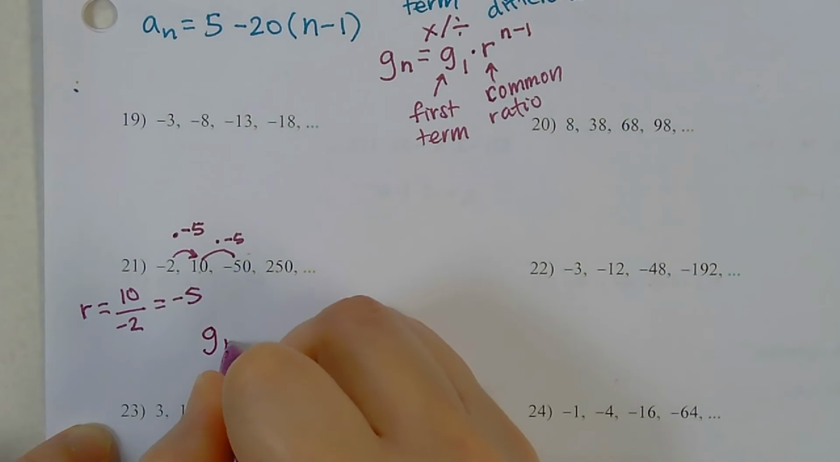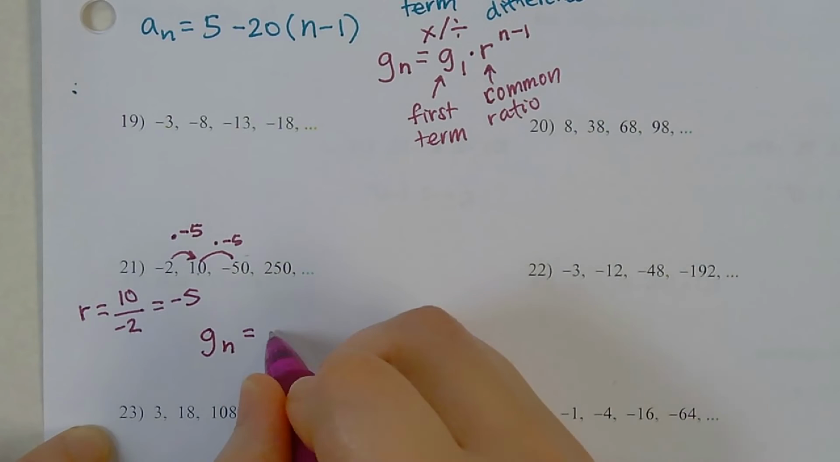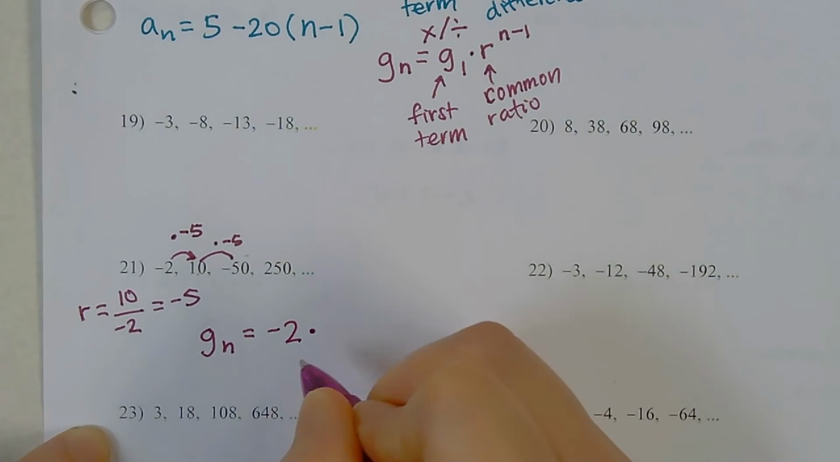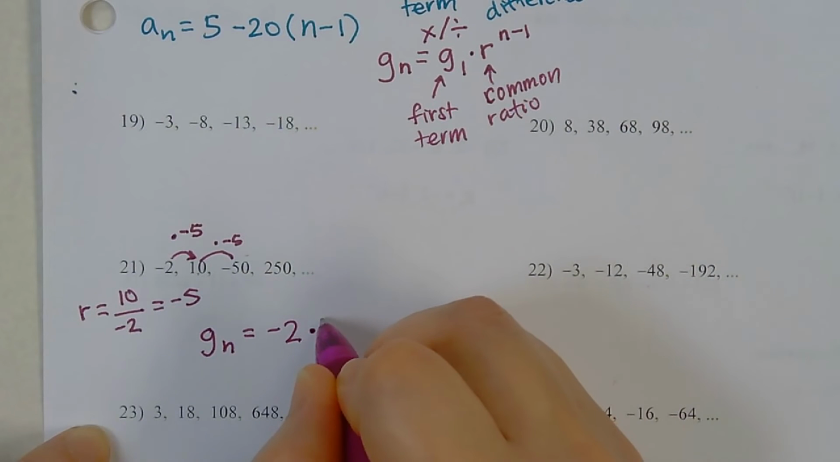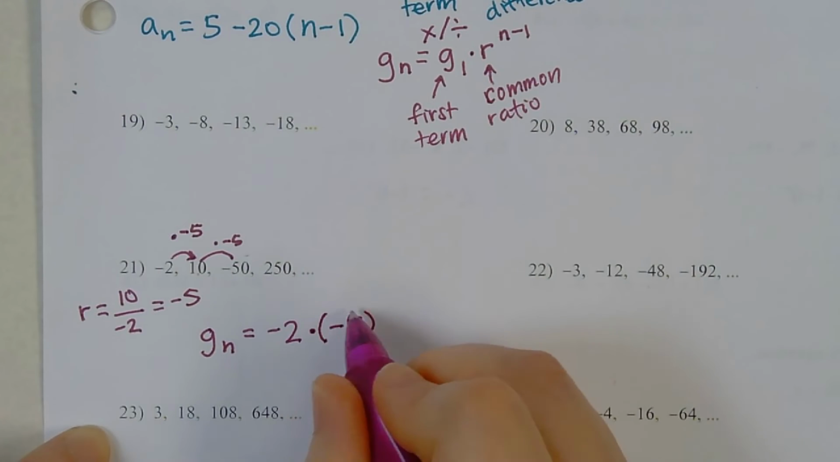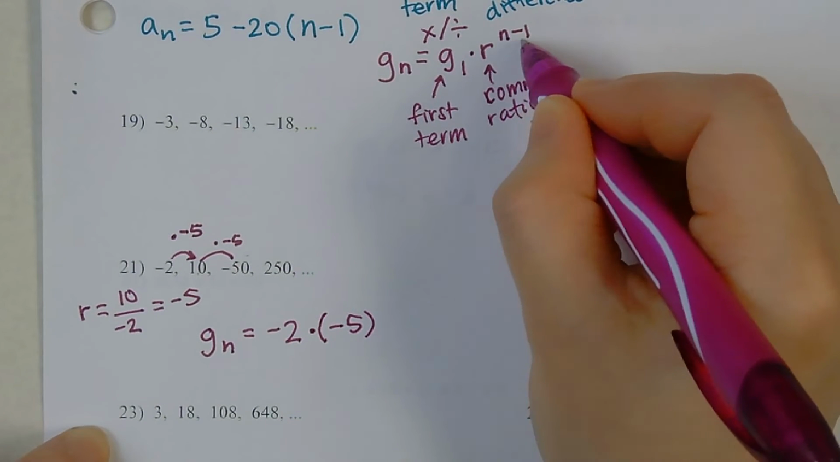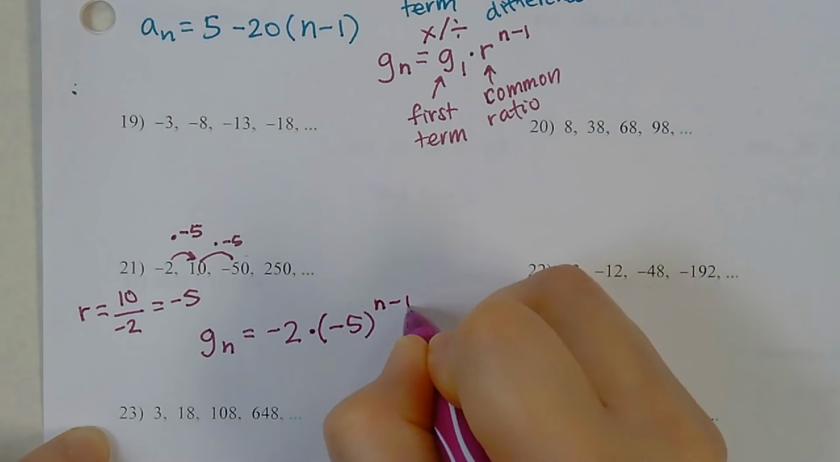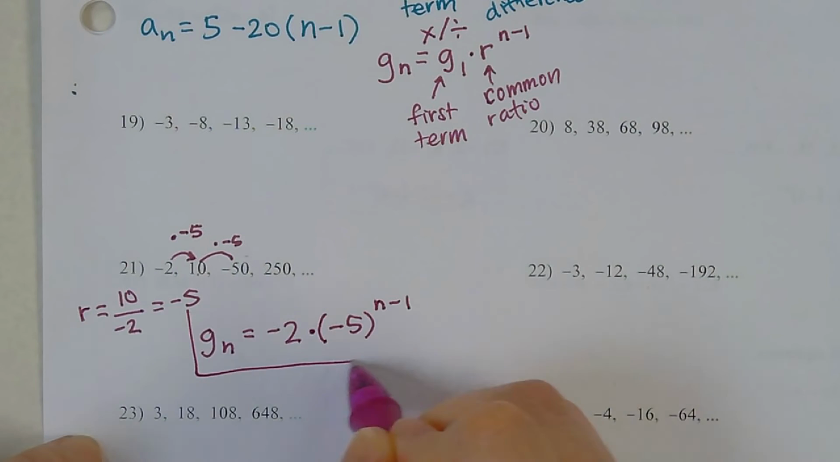So g sub n is equal to, remember it says our first term, which is -2. Got to know where we're starting, times the ratio. Our common ratio is -5. I'm going to put this in parentheses because I'm trying to include that -5 as part of our common ratio. And then it's to the n minus 1. That's it. That's all we got.